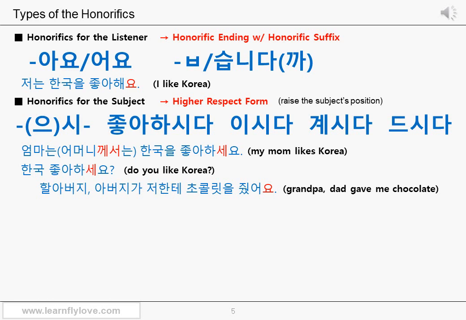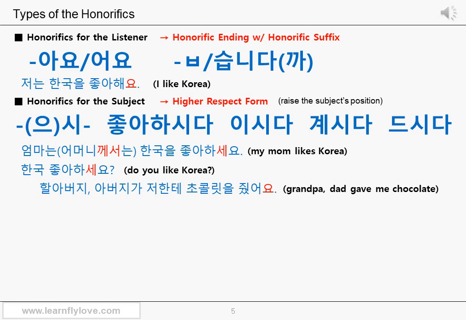When you speak to someone about another person, you must calculate the relative difference in position between the person you are referring to and the person you are speaking to. If the person you are speaking to is in a higher position in terms of age, title, etc., than the person you are referring to, you shouldn't use the higher respect form for the subject you are referring to.